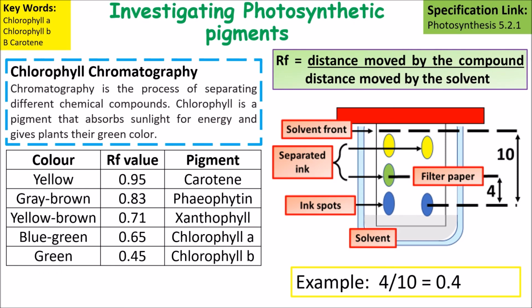To calculate the RF value, we divide the distance moved by the compound dissolved by the distance moved by the solvent. We can then use a table to work out what the individual spots actually are.